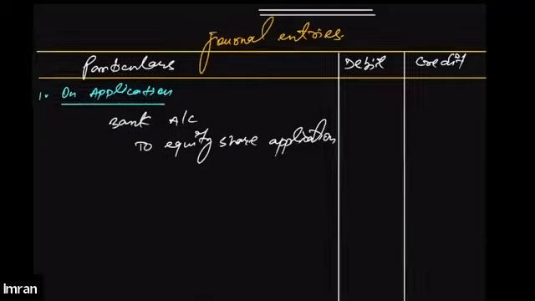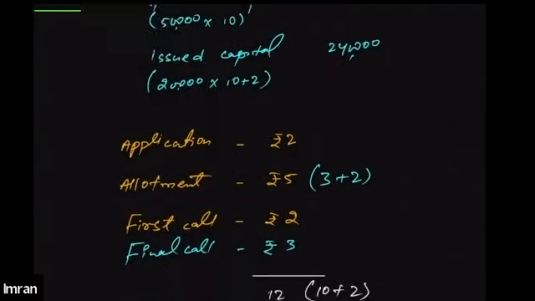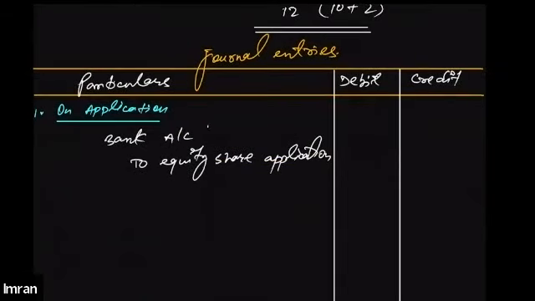And how much are we going to collect on application? Rupees 2. We have issued 20,000 shares, and we will be collecting 2 rupees on application. So that means 20,000 into 2, that means 40,000. Is that right? Yes.